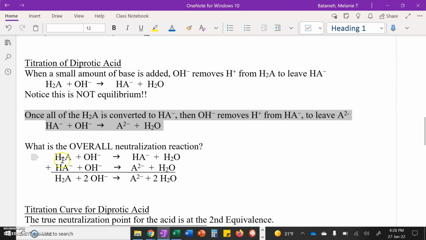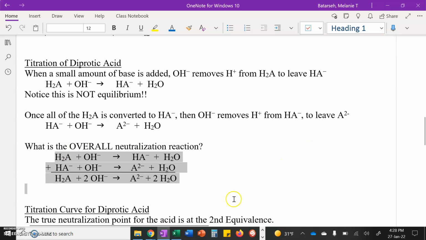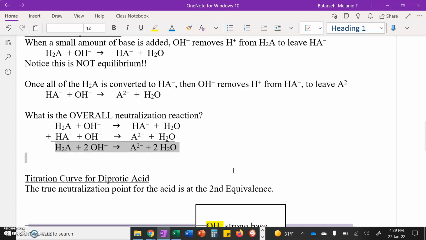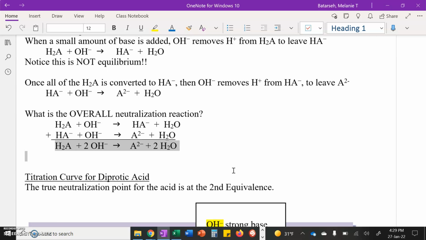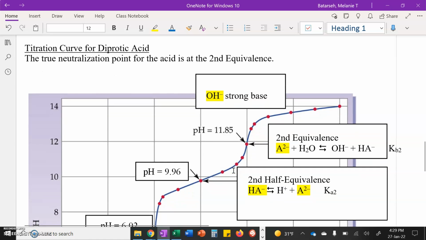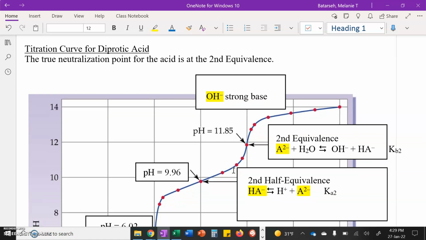Now, if you take those two neutralization reactions and add them together, that's going to give you the overall neutralization reaction. And this overall reaction is what we would normally write if I was asking you to show me overall an acid-base neutralization reaction for a diprotic. This is what we would write. This is how we wrote it last year. Well, it was not net ionic last year, but this is how we wrote it back in chapter 4 as well.